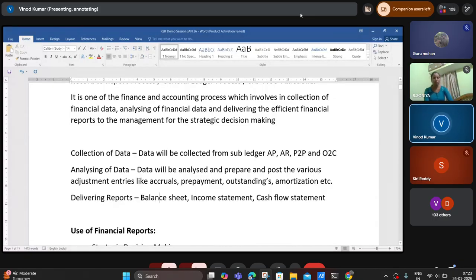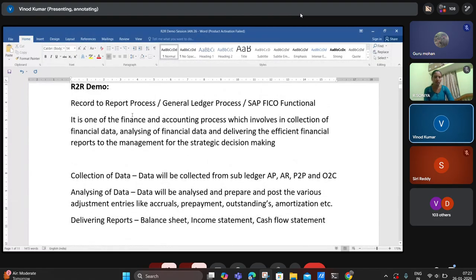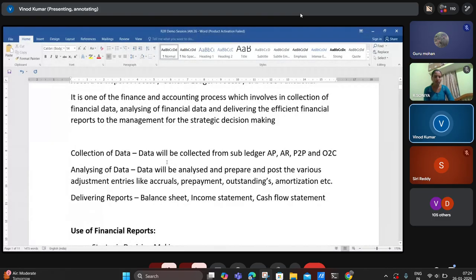What are the different reports they will submit? Balance sheet, income statement, and cash flow statement. So what is the main purpose of this particular team? The name itself tells it: record to report. That means analyzing the recording of data through to finalizing the report. The sole responsibility lies with the R2R team. The R2R team is the mediator between high-level management and the sub ledger teams.